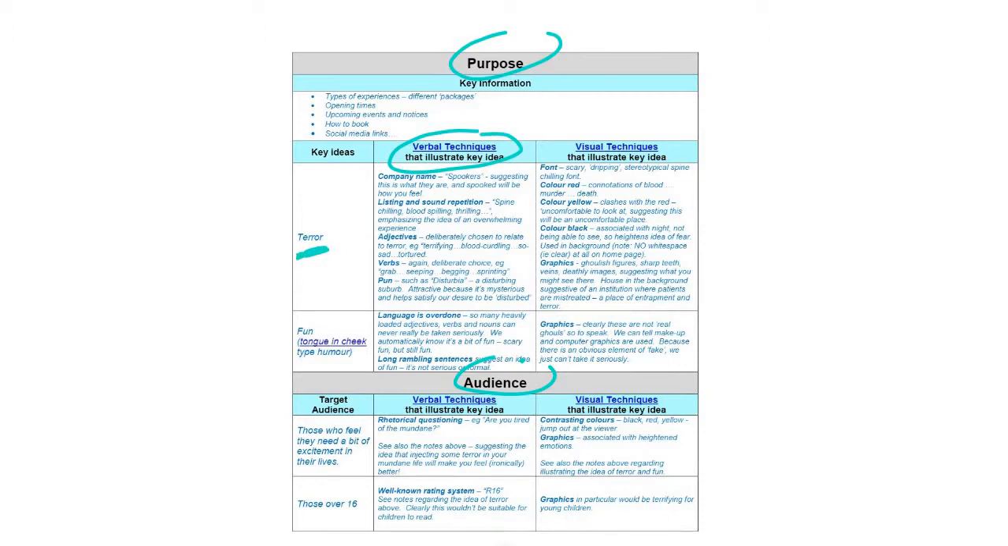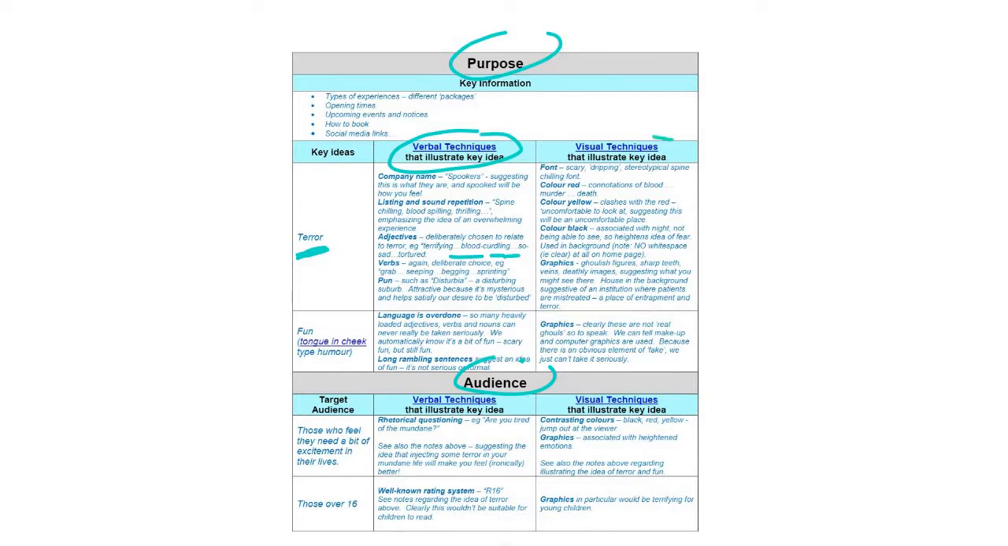Well, the company name, for starters, is Spookers. Then they've got the listing, spine-chilling, blood-spilling, thrilling, and sound repetition there, so emphasize the idea of an overwhelming experience. What else have they used? Well, look at the adjectives. Terrifying, blood-curdling, so sad and tortured. All right, the verbs: grab, seeping, begging, sprinting, all really active verbs, but all related to running away, obviously, screaming for mercy, and so on. And the pun there, such as Disturbia.